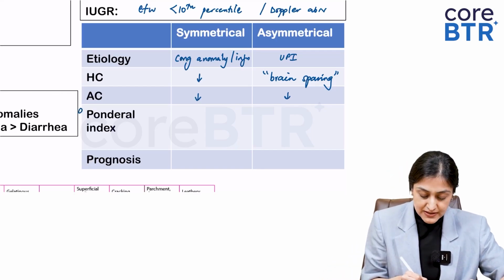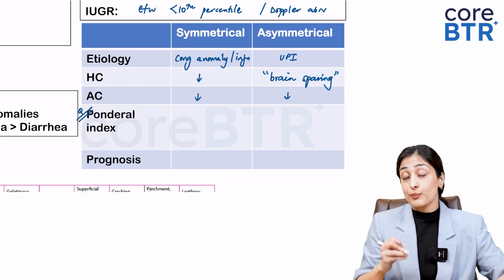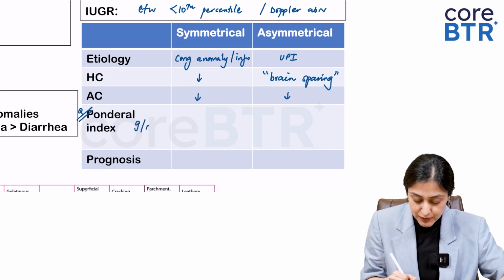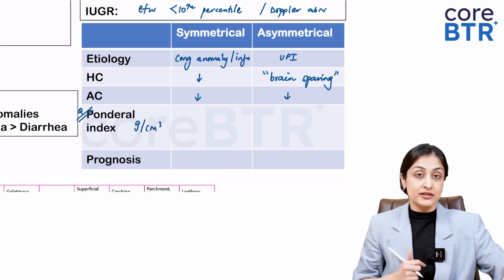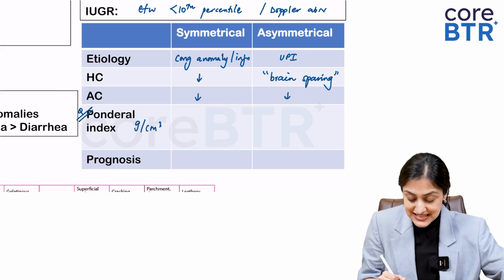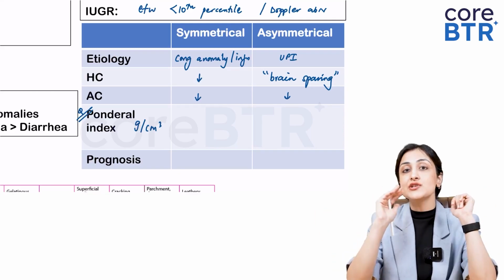What that does is affect the ponderal index now. So ponderal index is gram per centimeter cube, right? The weight upon the length cube. So this is where asymmetrical, because the entire fetus only is affected.